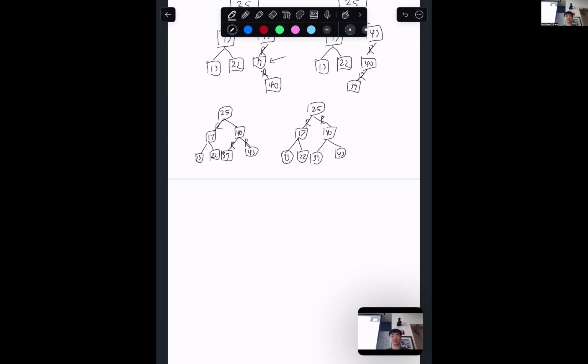I'll give you a quick second to think about it. For A and B, there are 6 subparts for this question, but I'll give you a quick second and then we can look at it together.